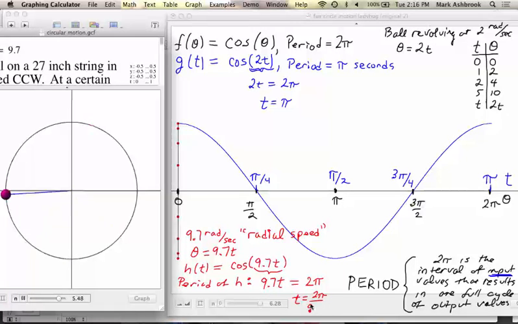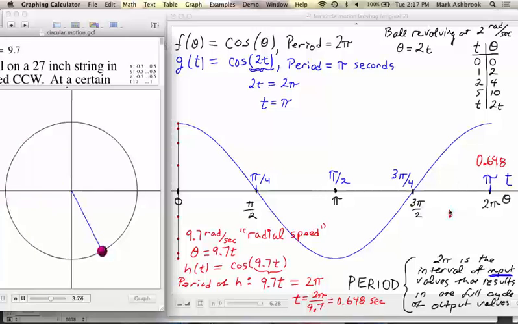2 pi over 9.7. Let's get a decimal approximation, because you wouldn't say, oh, he's swinging that ball, and it takes 2 pi over 9.7 seconds. You're going to say instead 0.648. Okay, units on the period in this function. Seconds. Okay, so let's change the axis again for this h function.